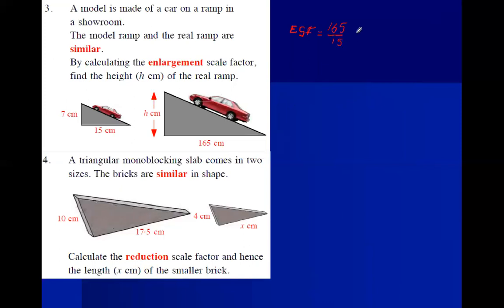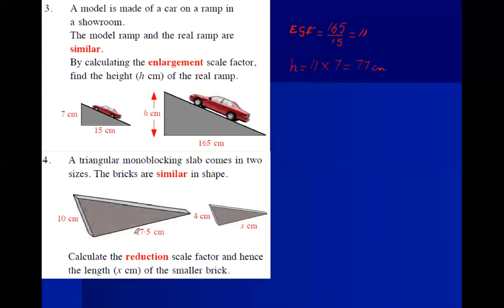That is 11. So if I'm looking for H, now that I've got the scaling factor, H is just 11 times 7, and that is 77 centimeter. Okay. So just use ESF times 7.